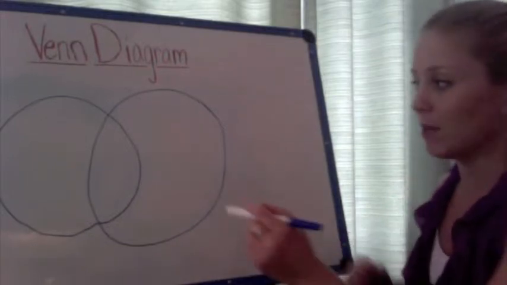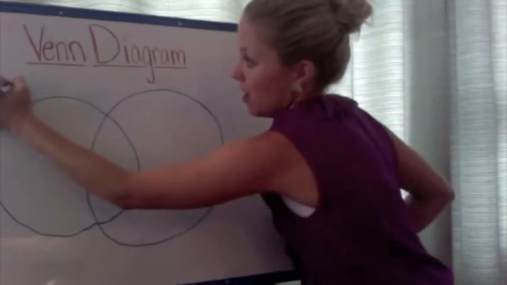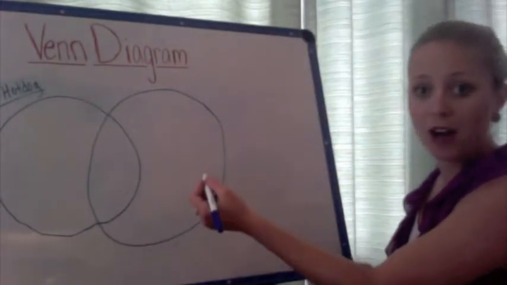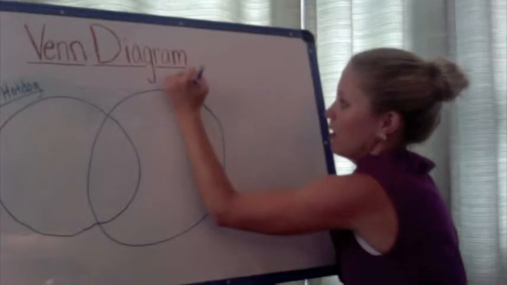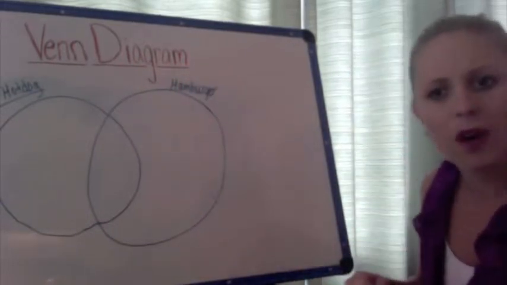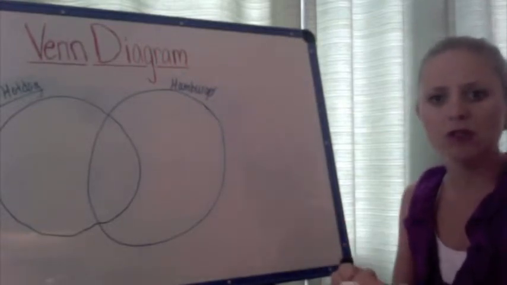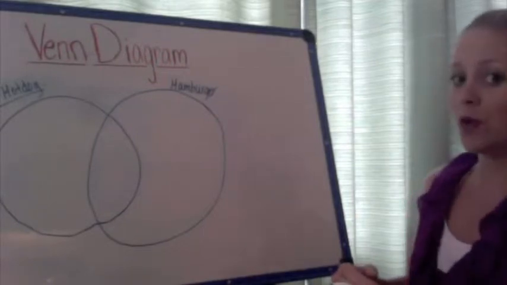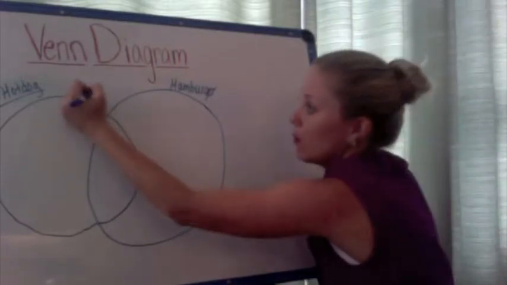What we could do is make this side our hot dog side. So you write hot dog. Well, this side can be our hamburger side. But now friends, what do we do if I like hot dogs and hamburgers? So where do you think I would go? You are right. You put it right here in the middle. This is for both.